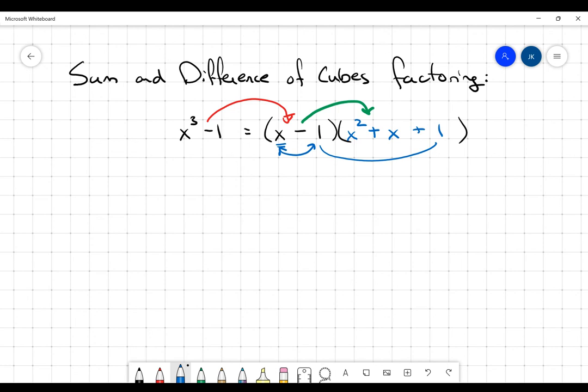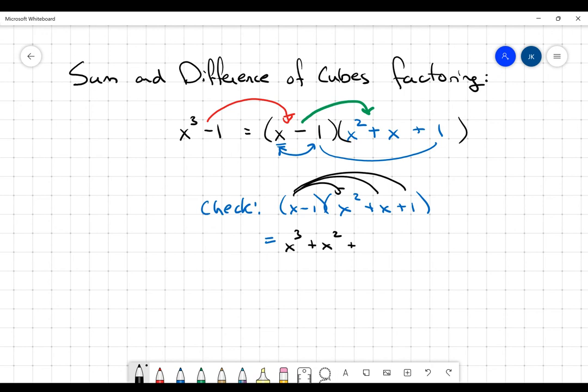Now, while I'm starting off with one that's really basic, straightforward here, let's just expand that out and check it. So we've got x minus 1 times x squared plus x plus 1. I'm going to distribute this, so x times x squared is going to be x cubed, x times x is x squared, x times 1 is going to be x. Negative 1 times x squared is negative x squared, negative 1 times x is negative x, negative 1 times 1 is negative 1. And I notice that my x squared terms cancel, and so do my x's. So my quadratic and my linear terms cancel, and all I'm left with is x cubed minus 1.